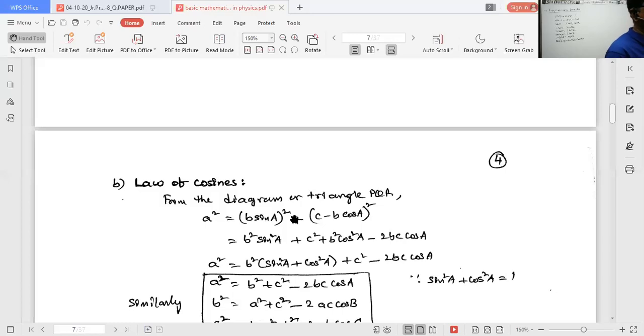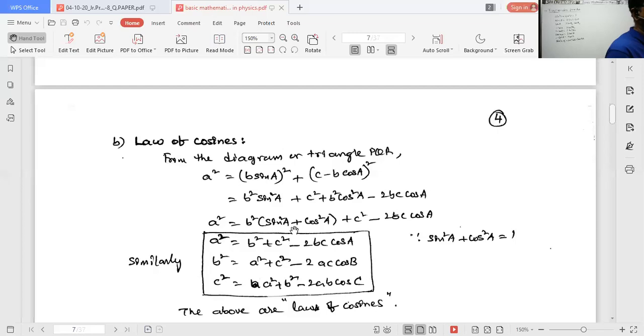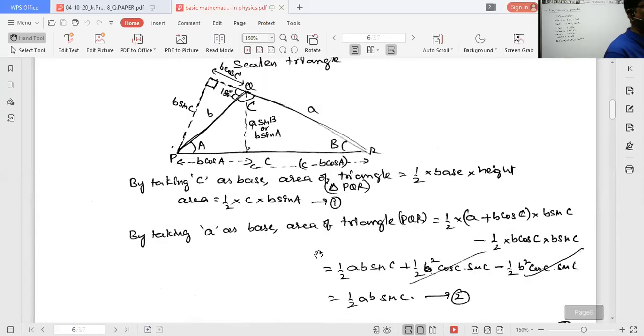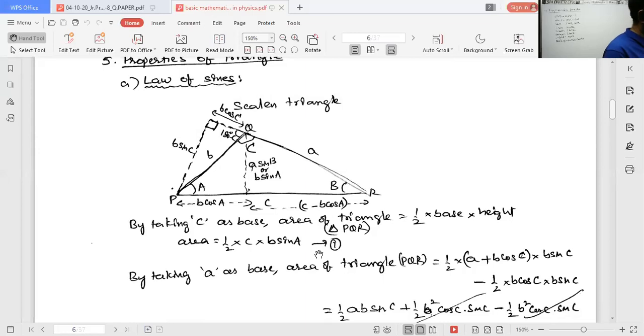So according to the law of cosines, already yesterday I said, by Pythagoras principle, a square is equal to b square plus c square minus 2bc cos a. You see the scalene triangle here. Here a square is equal to the sum of the squares of the other sides, that means b square plus c square minus 2bc into cos a.